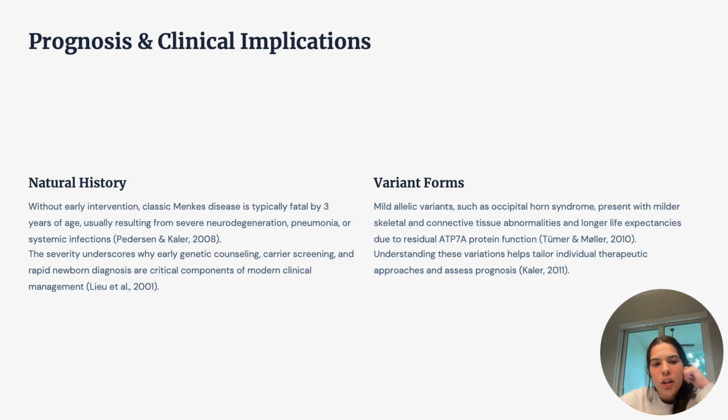First, gene therapy innovations are investigating adeno-associated viral vector-mediated delivery to restore functional ATP7A expression directly within central nervous system tissues. Second, newborn screening initiatives using advanced plasma chromatography and biomarker profiling aim to identify affected neonates immediately at birth, ensuring copper histidine therapy begins before irreversible neurodegeneration occurs.